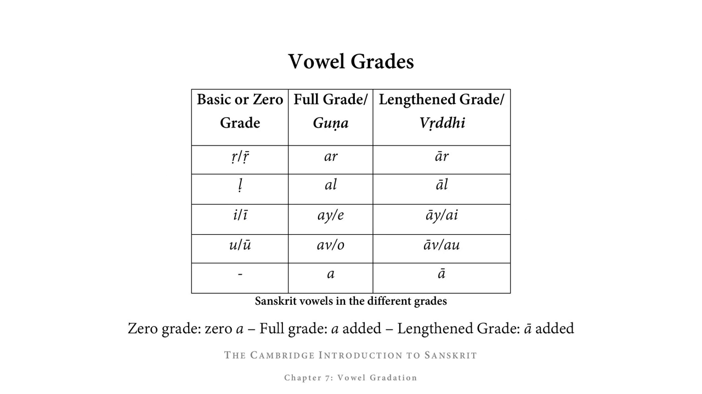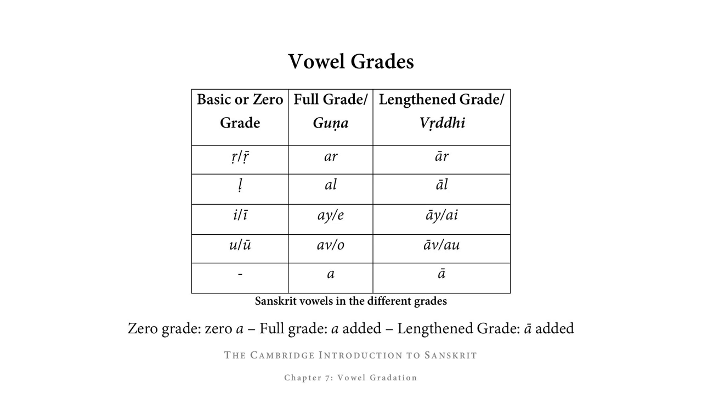So all of the relevant information can be summed up in this table, which consists of the left-hand column, which is just the simple vowels in their short or in their long form. Then in the middle column, these simple vowels preceded by the vowel a, and in the right-hand column, these vowels preceded by the vowel long ā. Now, this adding of short a and long ā affects all sorts of little changes.